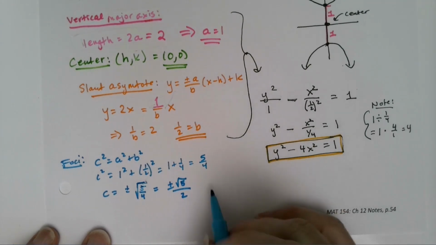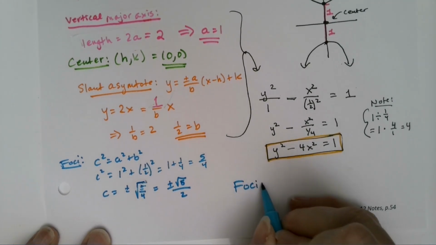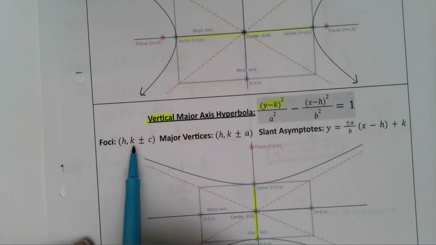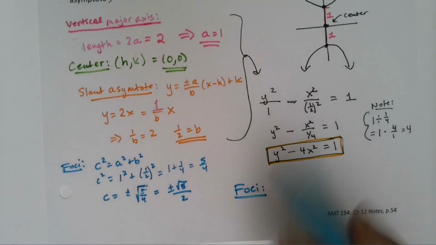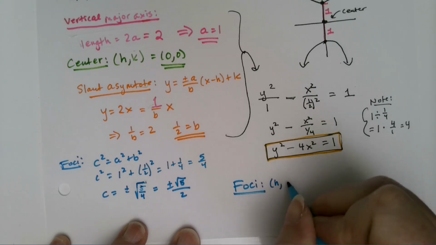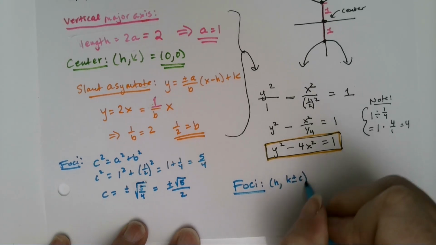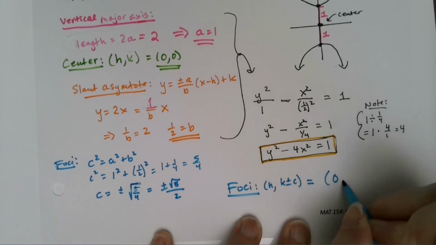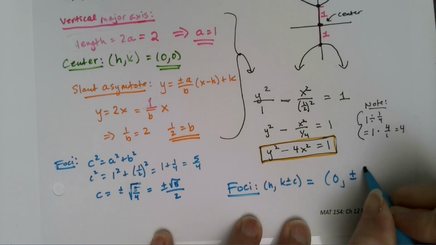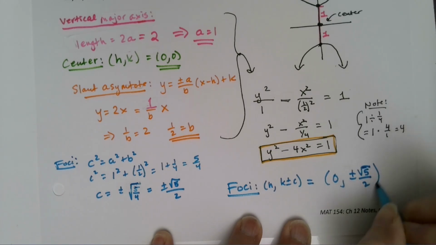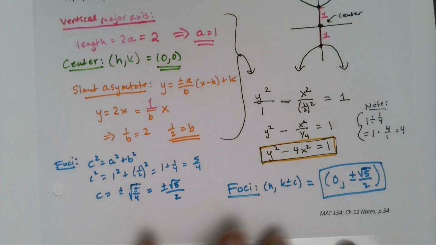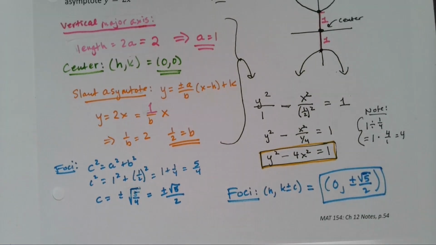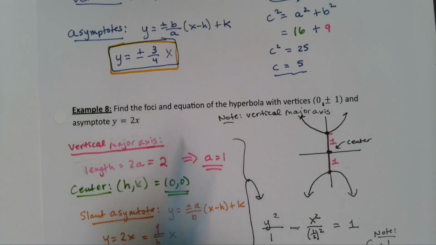All right, so then the foci, the formula for them is right here. H comma k plus or minus C, because we're doing a vertical one. So it'd be H, k plus or minus C. But H and K are again zeros, so I'm not worried about them in this case. So it'd be 0 comma plus or minus the square root of 5 divided by 2. There's the foci. And we've answered both questions. We found the equation and we found the foci.